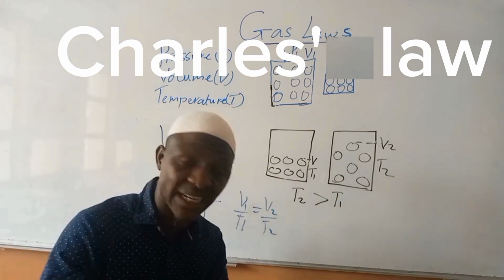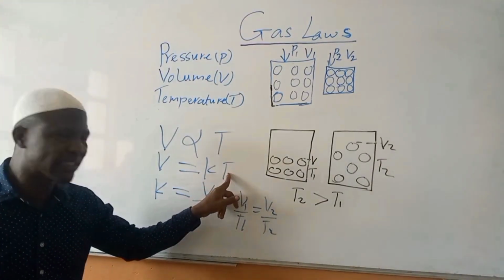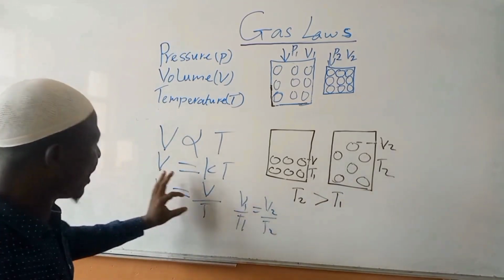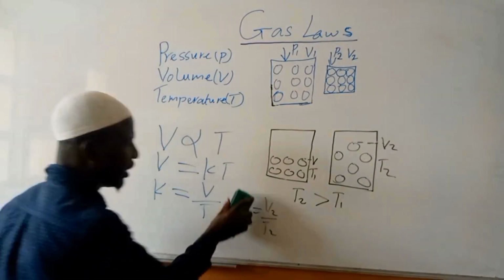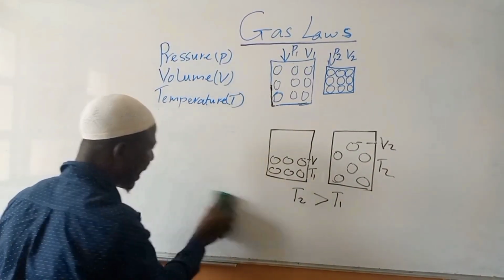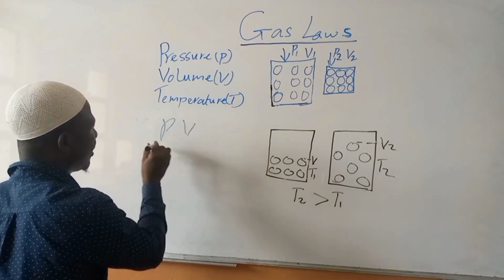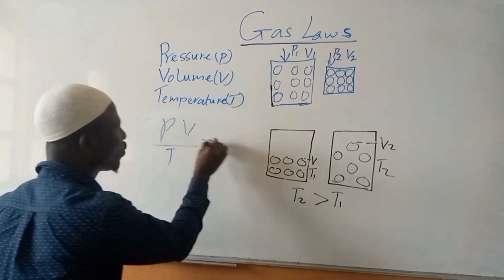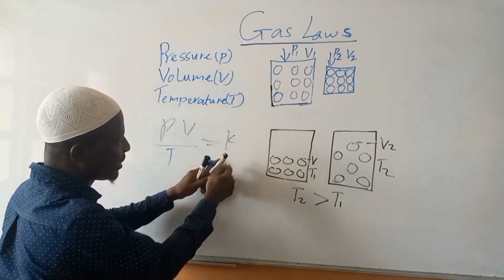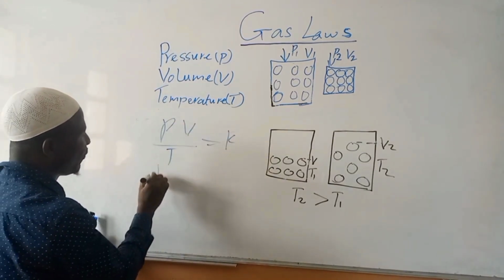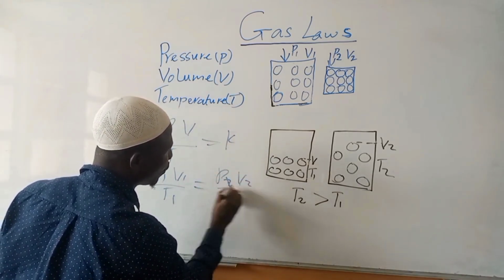So when you are asked to state Charles law, just say the volume of a fixed mass of gas varies directly with absolute temperature, where pressure remains constant. That is Charles law. Now, let's go directly to the general gas law. From these same three parameters, we have P1, V1, or let's say PV over T is constant. So since this is equal to a constant, we can repeat it. It will give us P1 V1 over T1 is equal to P2 V2 over T2.